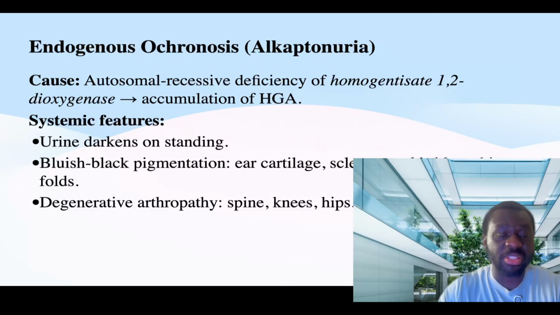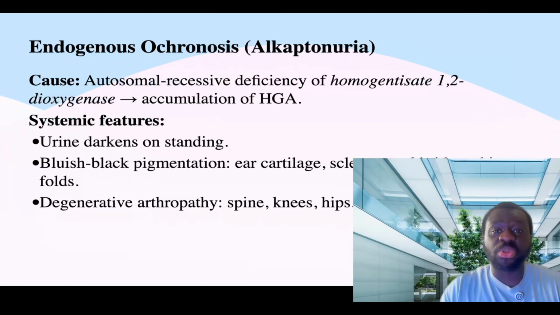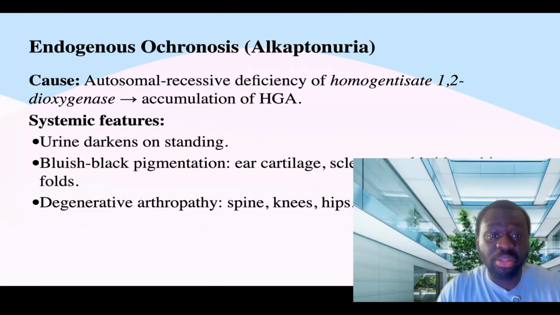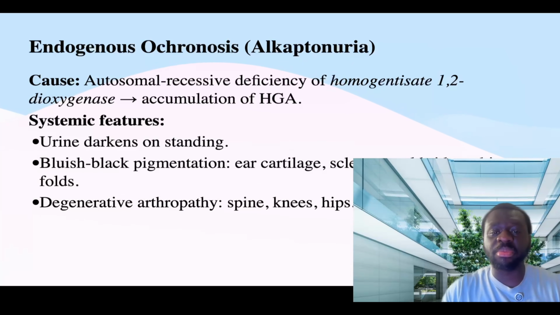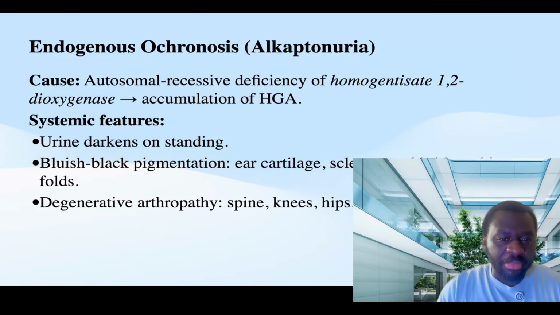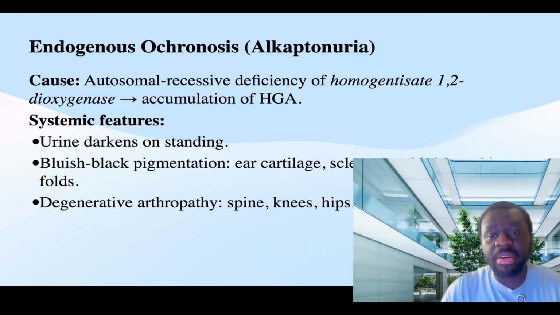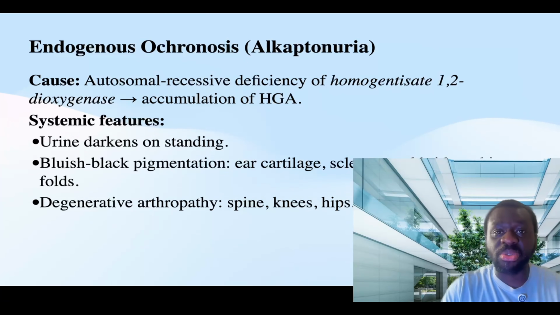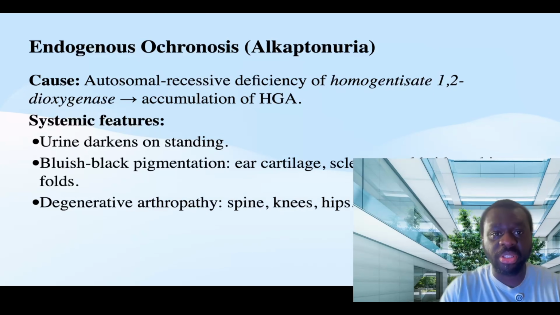So when it's deficient, then there's an accumulation of homogentisic acid, which is what causes the endogenous ochronosis. People that have alkaptonuria will typically present with darkening of their urine when you allow the urine to stand, especially when it's exposed to sunlight or just light. Generally, it polymerizes, it darkens. There will usually be bluish black pigmentation of the cartilage, the sclera, around the face, different parts of the skin, the nasal bridge. This homogentisic acid deposits in bones and cartilages and can lead to degeneration or wear and tear of certain joints, leading to arthritic damage to the joints.